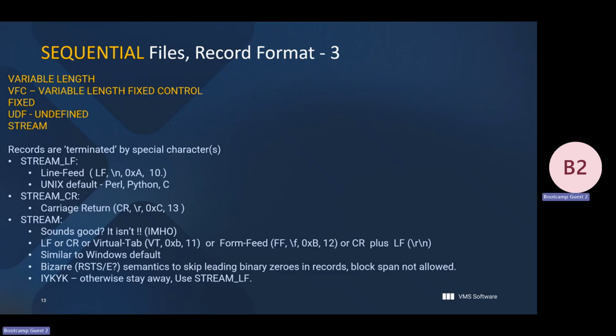We have flavors of stream, and the normal one is stream LF. I would like to think. Does anybody use stream CR? But the normal, so a line feed terminates the line, which is the thing that Unix does. Line feed, \n, hexadecimal 10. If we see one of those, okay, next record coming up. Stream CR, similar, but we use carriage return for the separator. And then there's the one that sounds like the one you want, stream. That is bizarre.